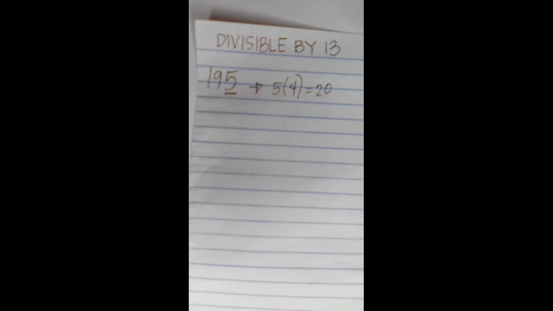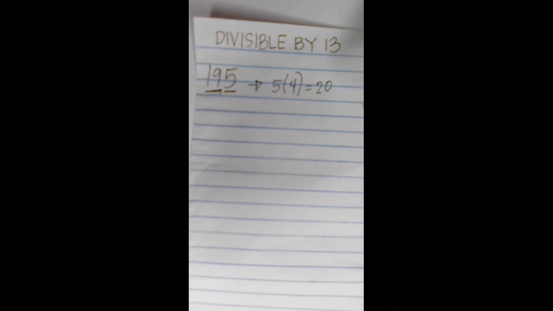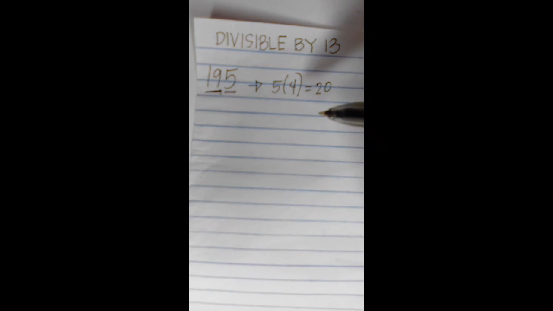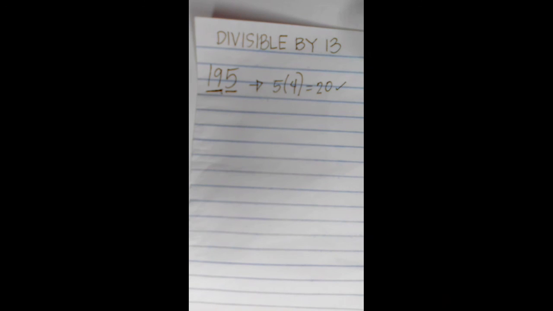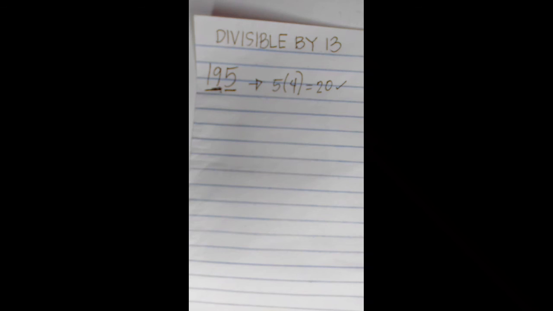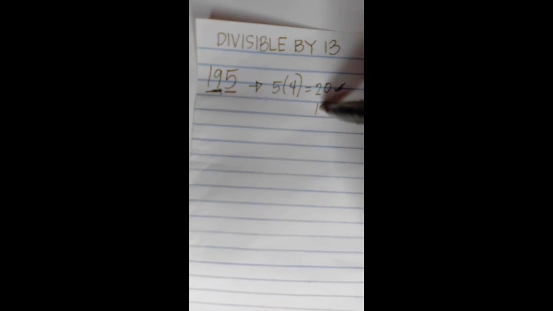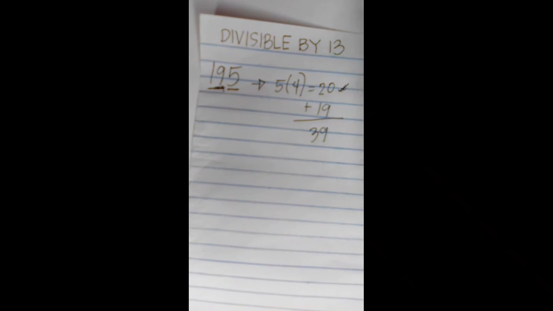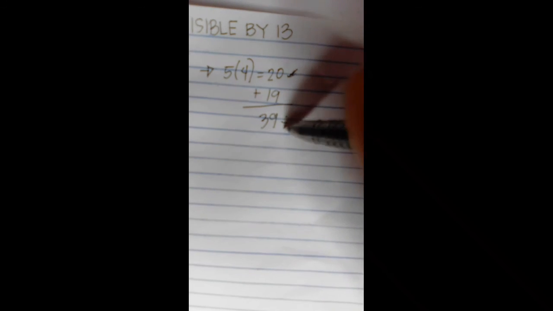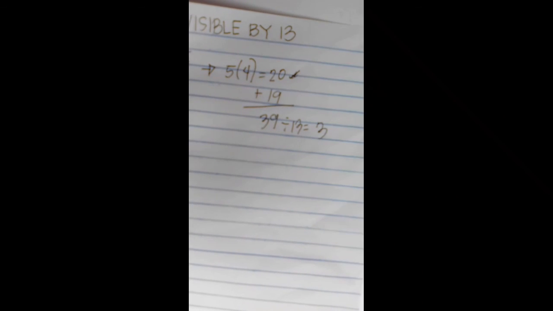Now, what is our remaining number? The remaining digits are 1 and 9, and it is 19. So now it states the sum of 4 times the unit digit and the number formed by the remaining digits, which is 19. So let's add 20 plus 19. The operation is addition. So 39. Is 39 divisible by 13? Of course, that is divisible by 13, and the result is 3.